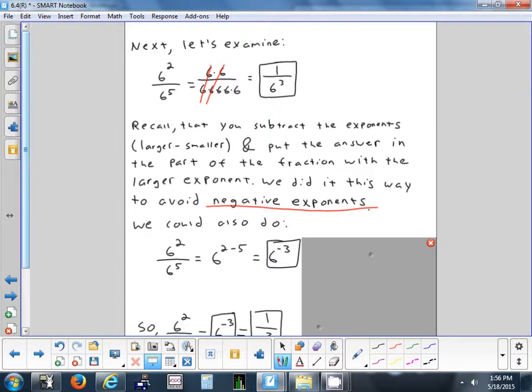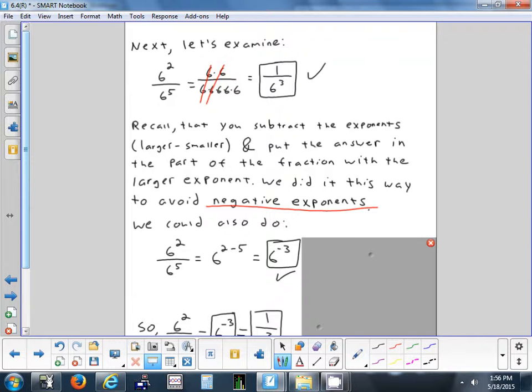These are both correct. What does that mean? There's two ways to do it. These are the exact same thing. And if you look at this and you look at this, they're almost the same thing. The only difference is this has a base of 6 and an exponent of 3. One of them's negative, one of them's positive.